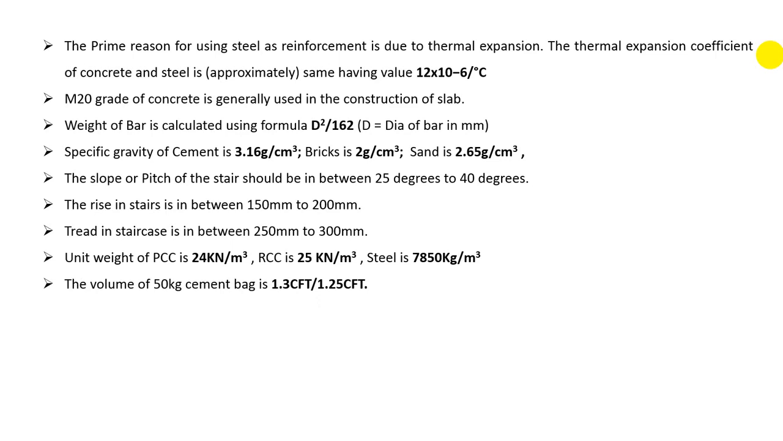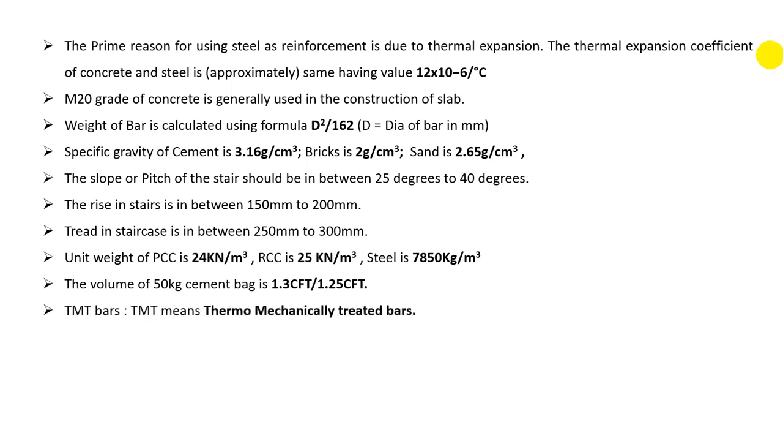The volume of 50 kg of cement is 1.3 CFT or 1.25 CFT. In some countries 1.3 CFT is used, as in the Indian code, and in some countries 1.25 CFT is used. According to Asia, it's also 1.25 CFT.